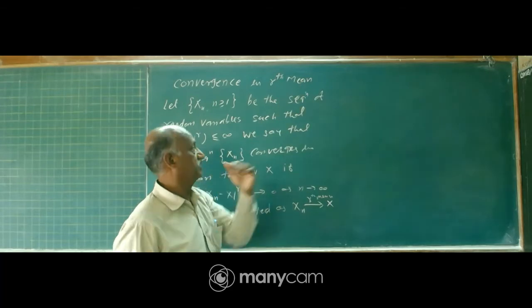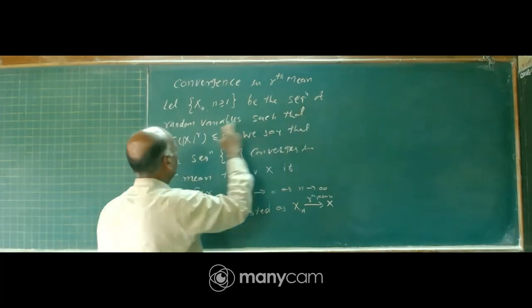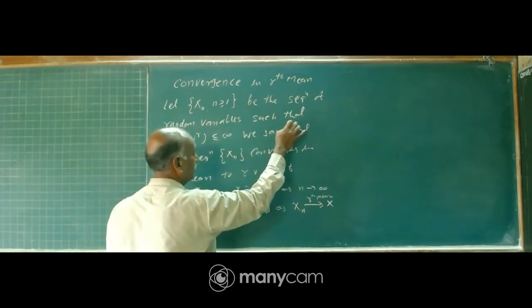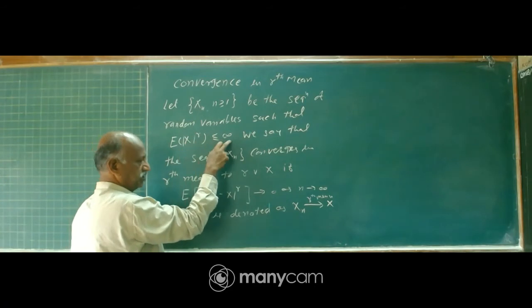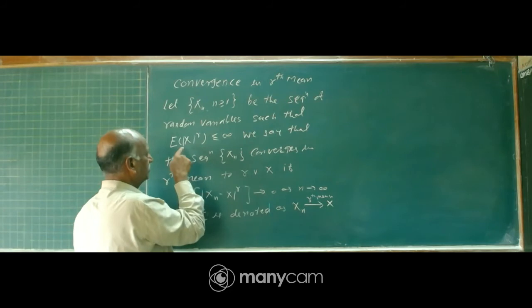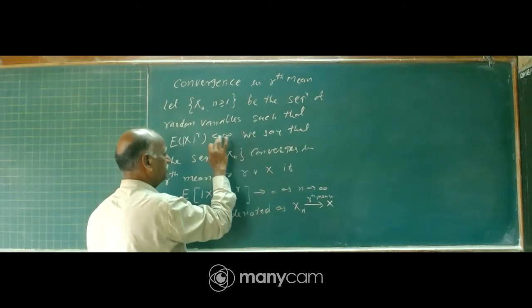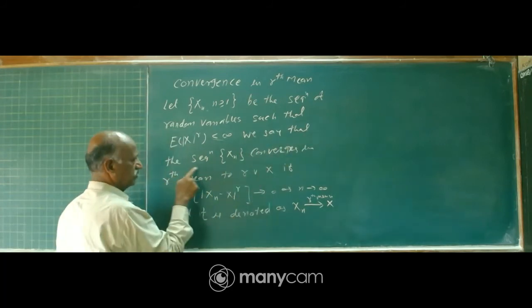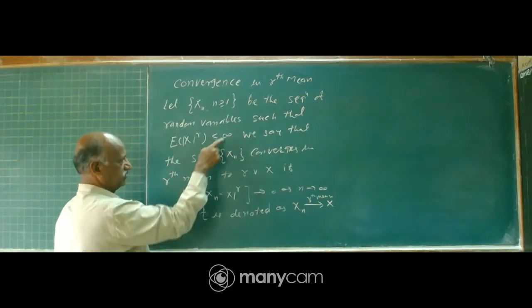Convergence in rth mean. Let Xn, n greater than or equal to 1, be a sequence of random variables such that the expected value of modulus of X raised to r exists, that is, it is less than infinity. We say that the sequence Xn converges in rth mean.